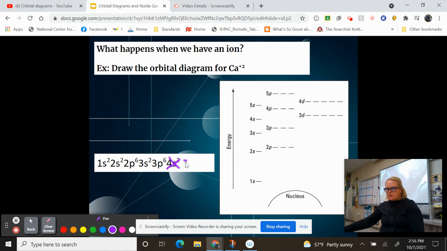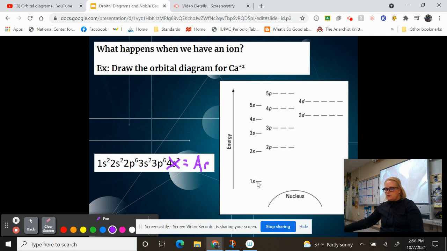Ironically enough, that's going to change this into the electron configuration that's equivalent to argon. It's not going to be argon. It's just going to have an electron configuration to be stable like its closest noble gas.